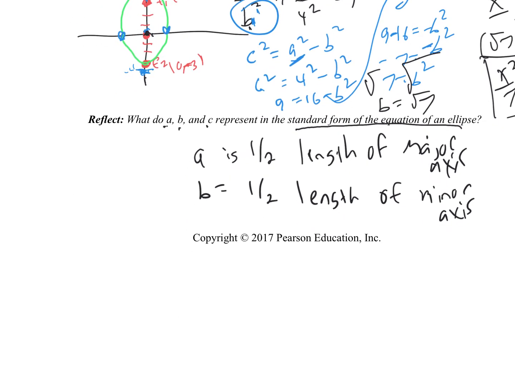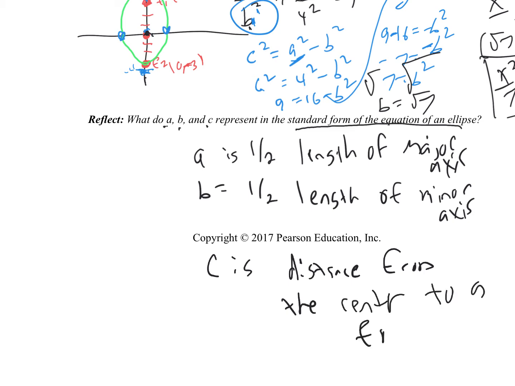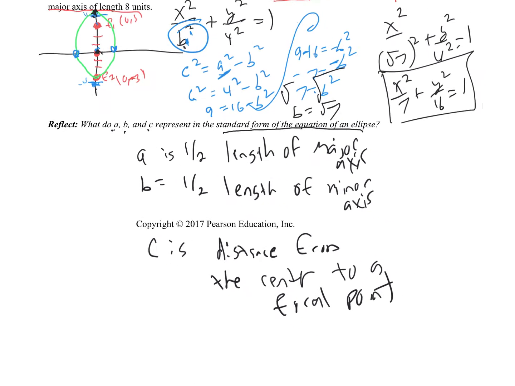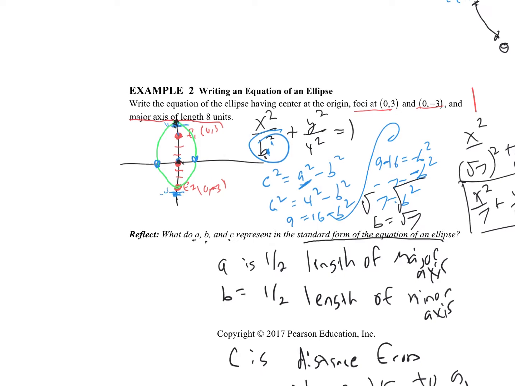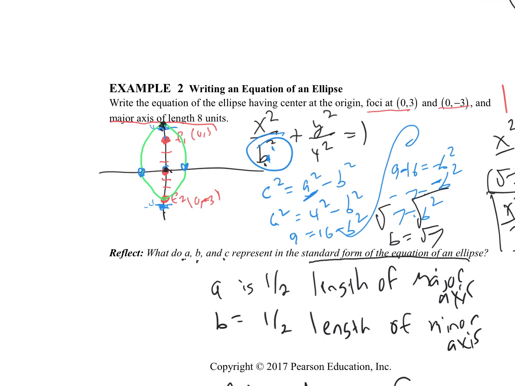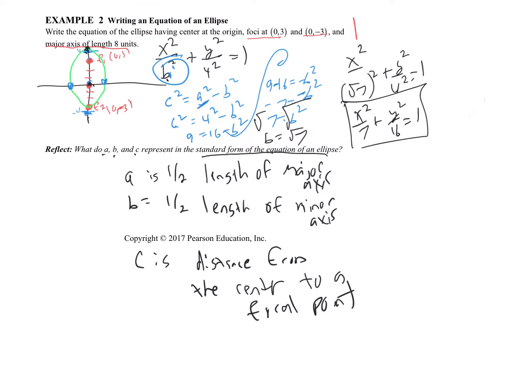C is the distance from the center to a focal point. I think this is important to conceptualize. Okay? Let's move on. I should get marked wrong for this. Wait, not this one. Where was the half a circle?